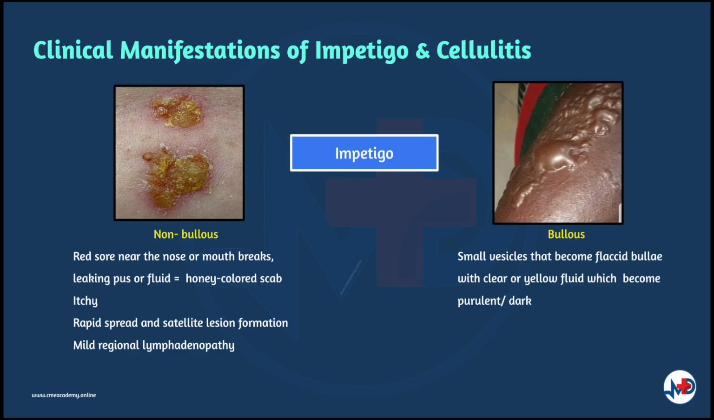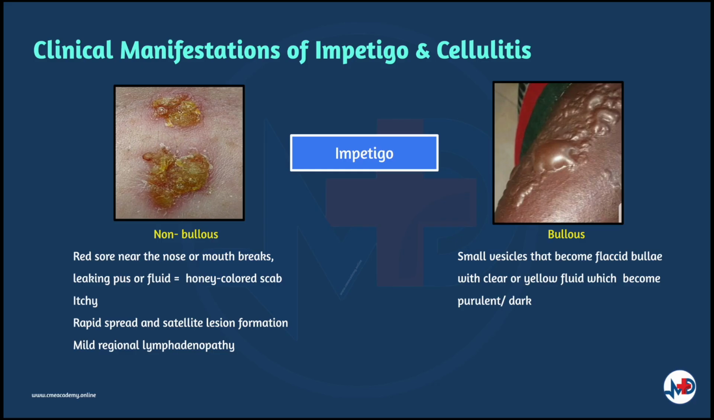Now here we will discuss the clinical manifestations of impetigo and cellulitis, beginning with the symptoms. Patients with non-bullous impetigo will come in complaining of red sores near their nose or mouth that are leaking pus or fluid and forming a honey-colored scab.